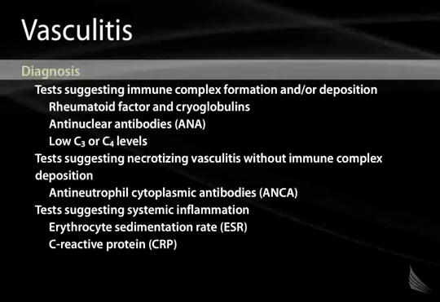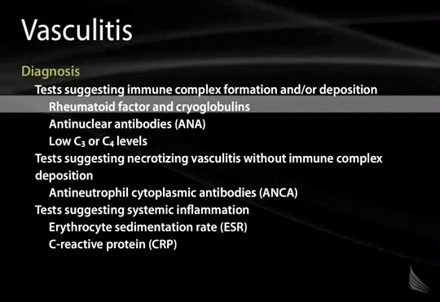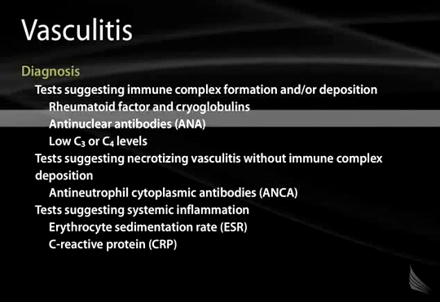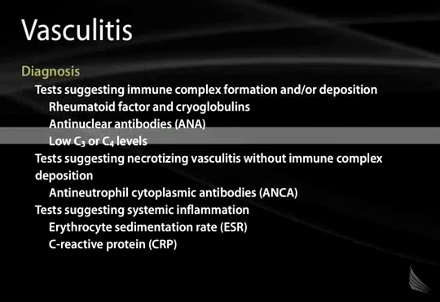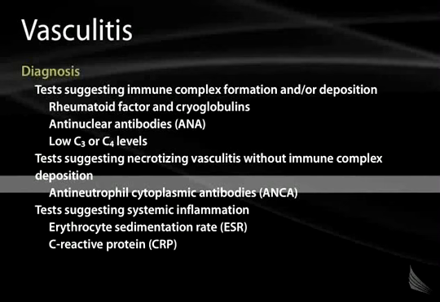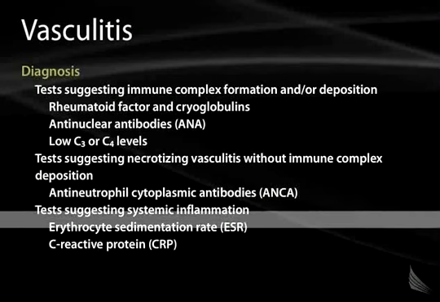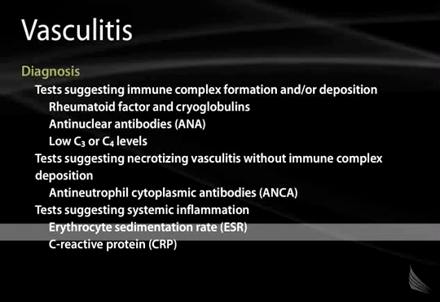So the diagnosis of vasculitis also relies on tests suggesting immune complex deposition or formation in these tissues. Rheumatoid factor and cryoglobulins are some tests that are used, as well as nonspecific tests such as the antinuclear antibody. Low C3 or C4 levels can be seen in the setting of immune complex deposition and complement activation in the small vasculature. Tests that suggest necrotizing vasculitis include the anti-neutrophil cytoplasmic antibody, or ANCA. Systemic inflammation is seen with ESRs and CRPs that can be remarkably elevated.